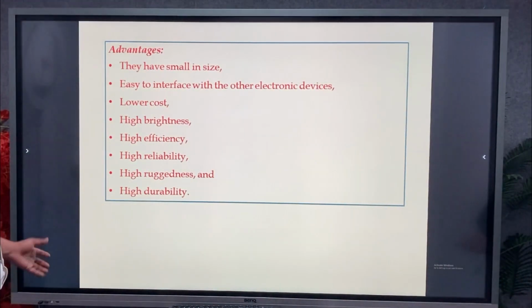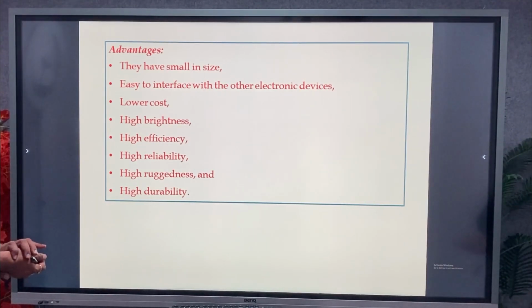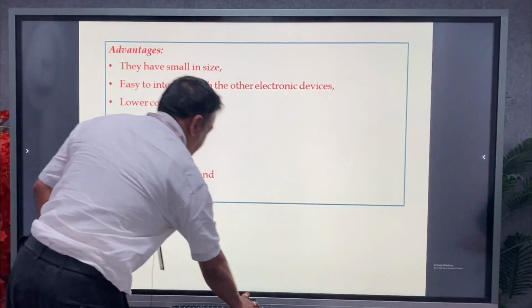Advantages: the LEDs are small in size and compact, easy to interface with any electronic devices, low cost, high brightness, high efficiency, high reliability, high ruggedness, and high durability. These are the advantages of the LEDs.